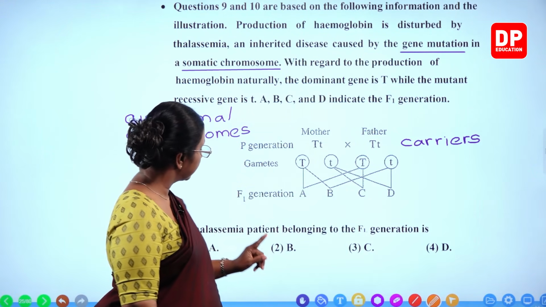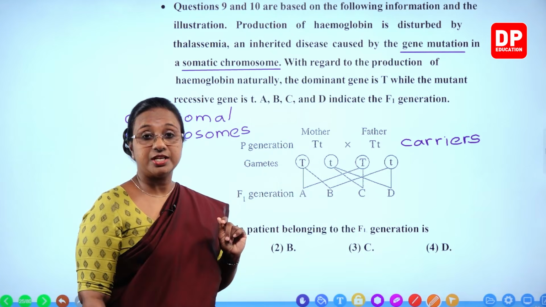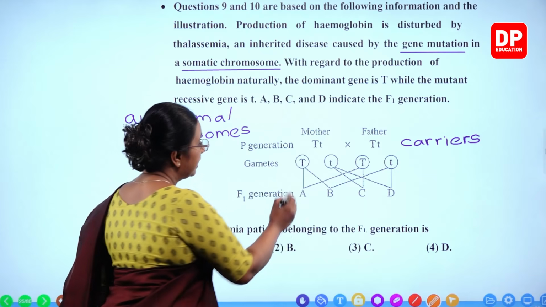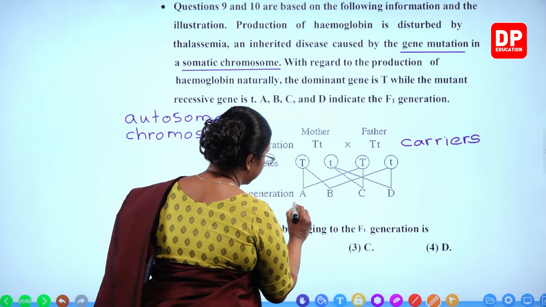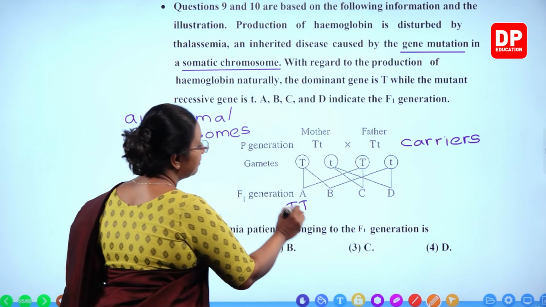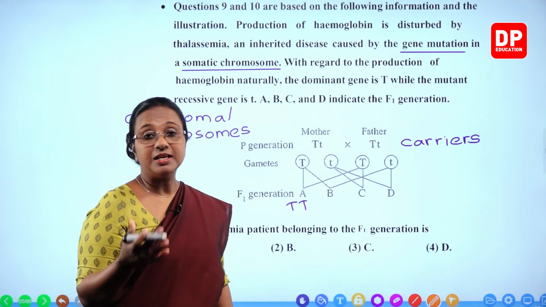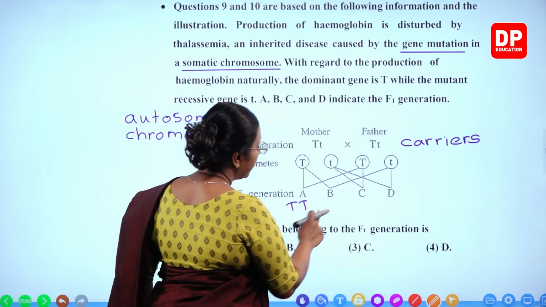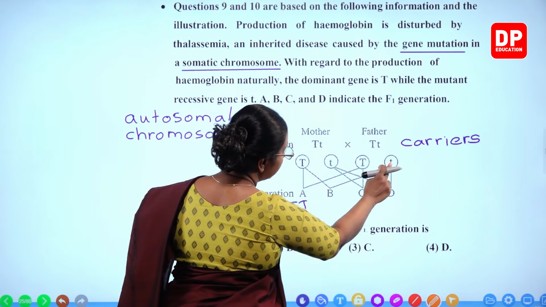And when the gametes combine and form the F1 generation, you can see here child A, offspring A is capital T and capital T. So this child will be healthy. Dominant homozygous condition, capital T, healthy child. Take B, capital T, simple t.